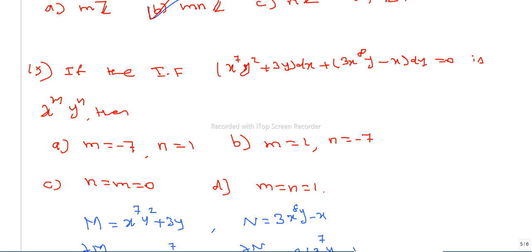There is one formula, sir: x power a y power b into M dx plus N dy. I said there are only 4 types. Maybe it is homogeneous, then we can say. Otherwise, some function of xy into y dx plus function of xy into x dy, then we can write 1 by (Mx plus Ny), or 1 by (Mx minus Ny), as the integrating factor.